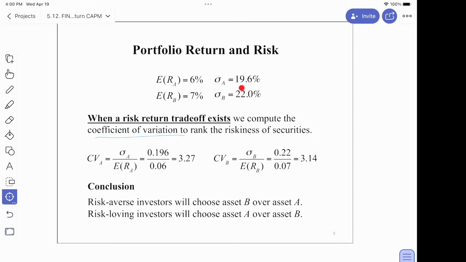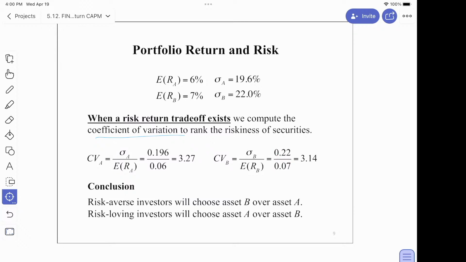So I take my numbers, 19.6% as a decimal, and I divide by 0.06, the expected return, and I get this, 3.27. So that's the risk per unit of benefit, the return. And then here, for standard deviation B, this is the risk divided by per unit of benefit is 3.14.